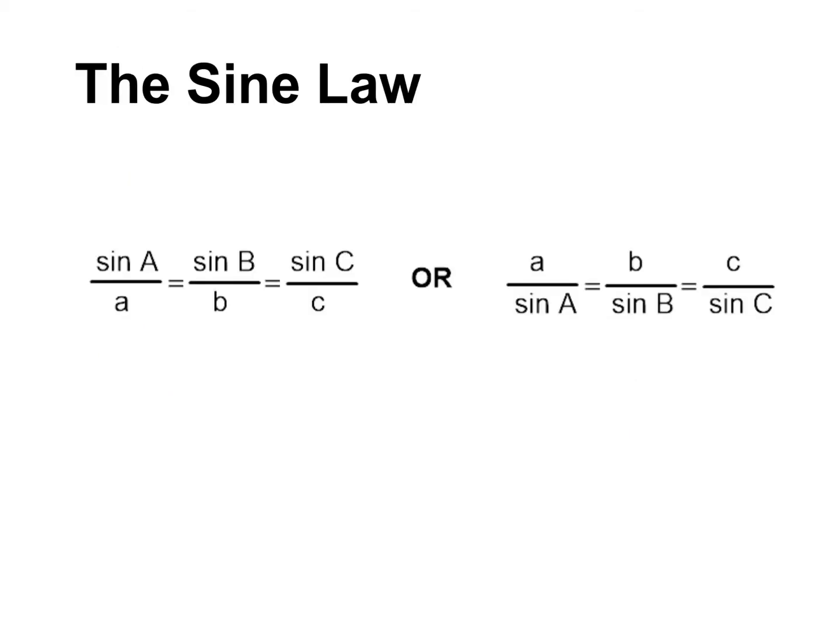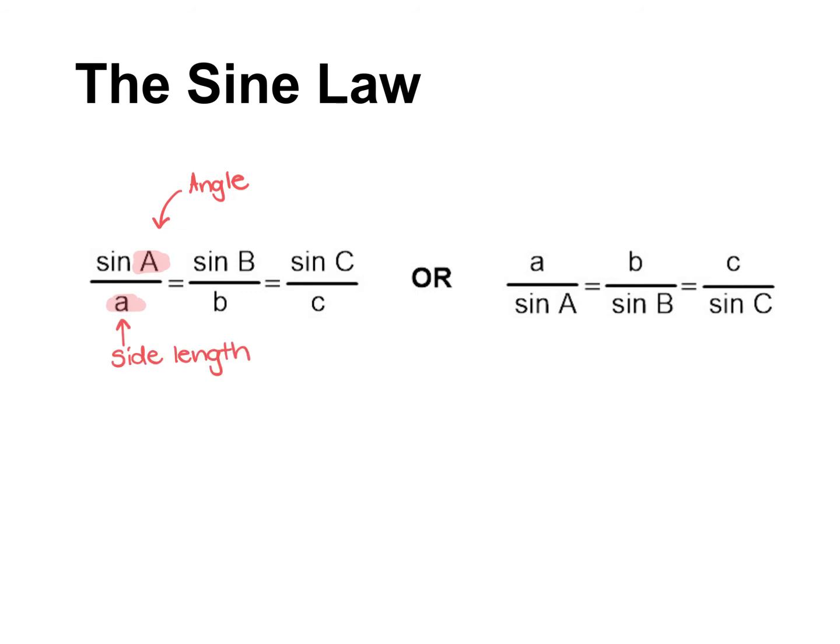Here is the actual formula for sine law. So sine capital A, sine capital B, sine capital C over a, b, and c. Now, because this is a capital letter, that actually represents an angle. So whenever you're given an angle, we're going to put a sine next to it. Now at the bottom, there's a lowercase a, so that actually represents your side length.